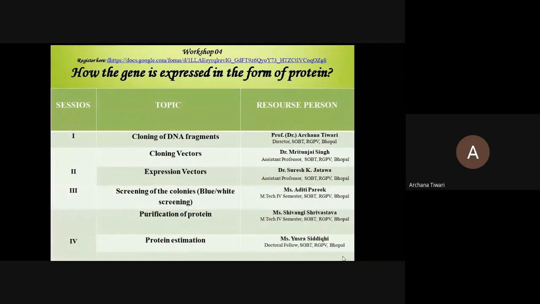Followed by, under the third session, we discussed the screening of colonies, that is blue-white screening. Might be in the white colonies, our gene of interest or desired gene will be present.